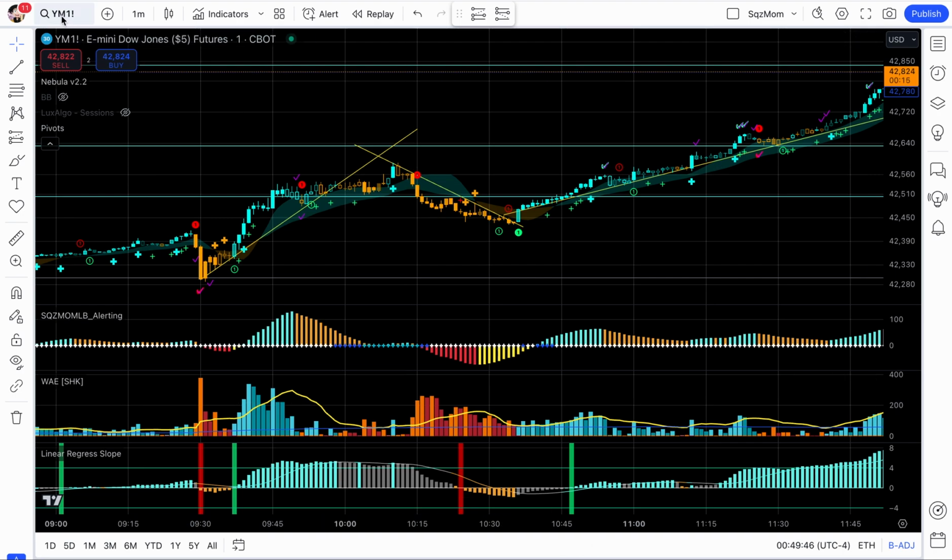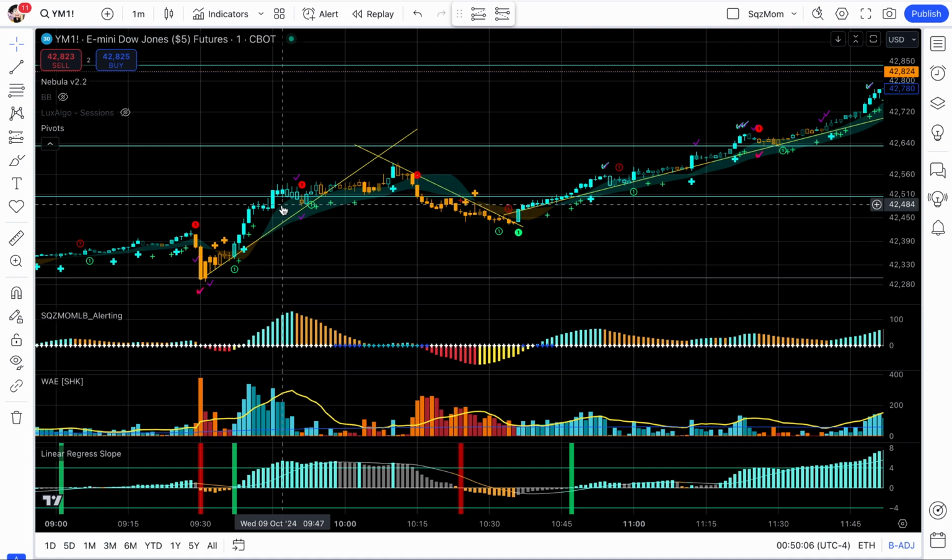This is YM on TradingView with 1 minute candles. Check out the free indicators I'm jamming with. The first one is Nebula. Why are the candles so colorful? That's Nebula. Where are all these great signals coming from? Yeah, that's Nebula again. What's Nebula?